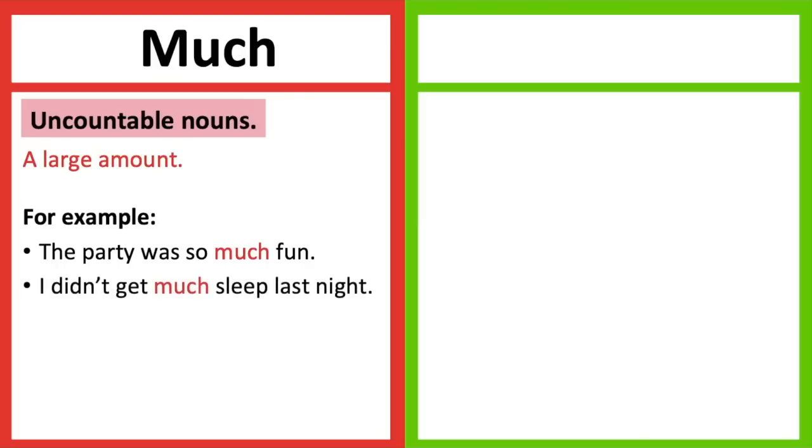I didn't get much sleep last night. This is an example of a negative sentence. The uncountable noun in this sentence is sleep. How much money do you have?